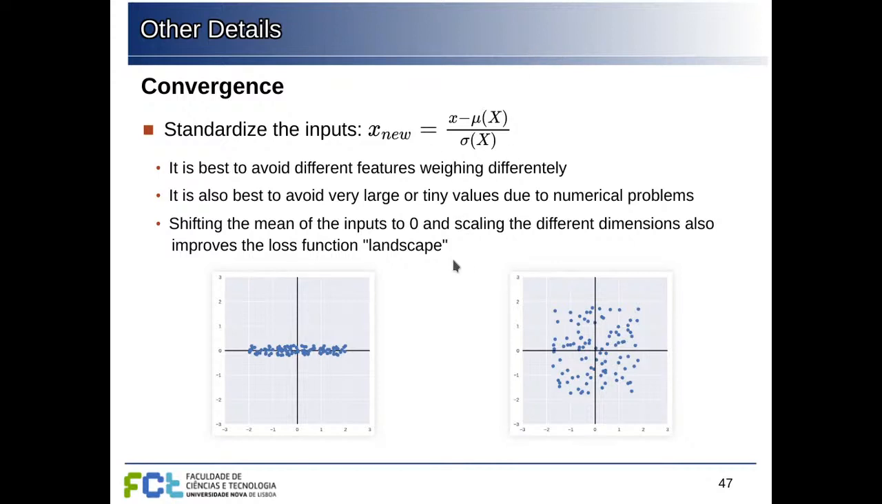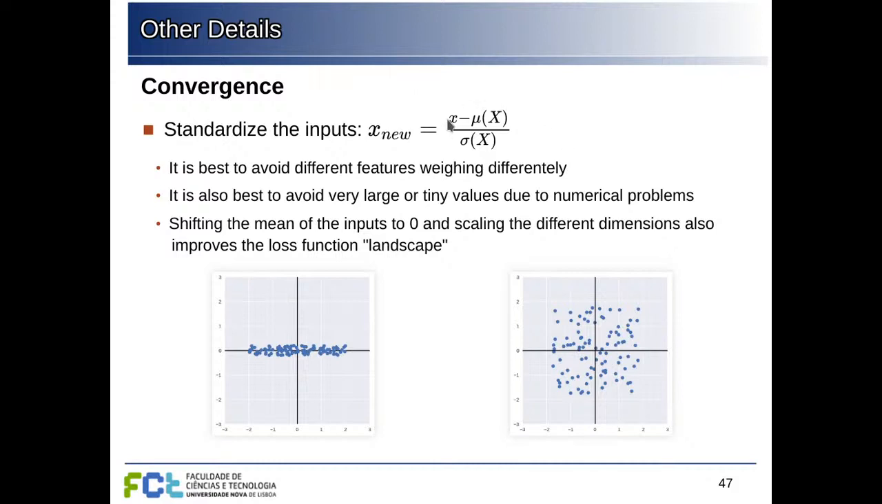And shifting everything to 0 and scaling this dimension will improve the shape of the loss function. It avoids having so many narrow values where optimization can get stuck. So standardization, just as a quick reminder, is to bring all your data to a distribution that has a mean of 0 and a standard deviation of 1.